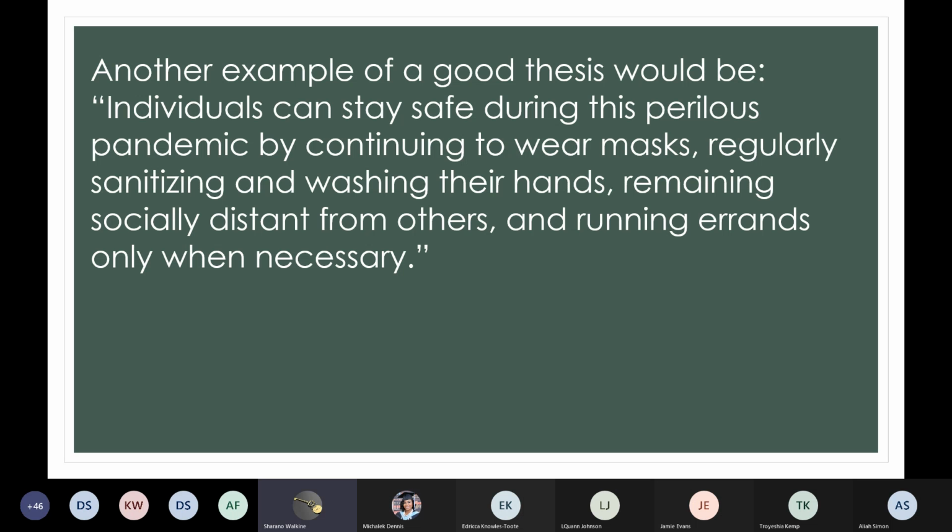Using this as a model, because this says individuals talking about COVID-19 and how we can stay safe: Individuals can stay safe during this perilous pandemic by continuing to wear masks, regularly sanitizing and washing their hands, remaining socially distant from others, and running errands only when necessary. That's a thesis. That has 4 points in it, 5 if you want to argue.